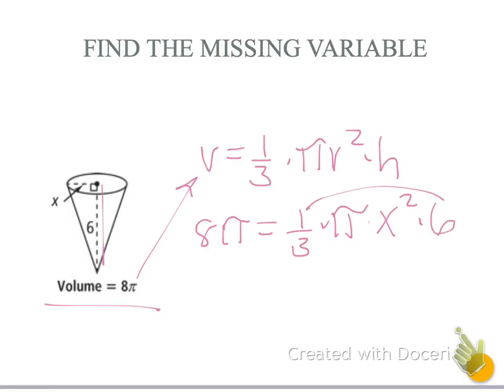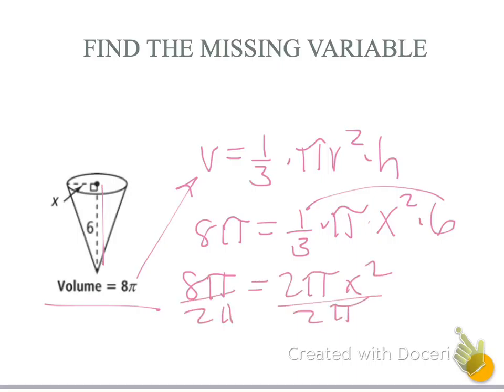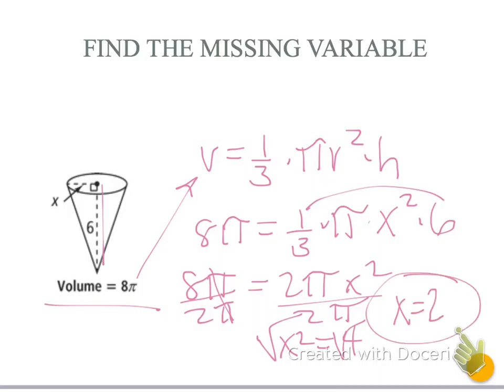So let's take 6 times 1/3. So we get 2 pi. Divide both sides by 2 pi. My pi's cancel. So x squared equals 4. The opposite of squaring is square rooting. So x equals 2. So that would be my radius.